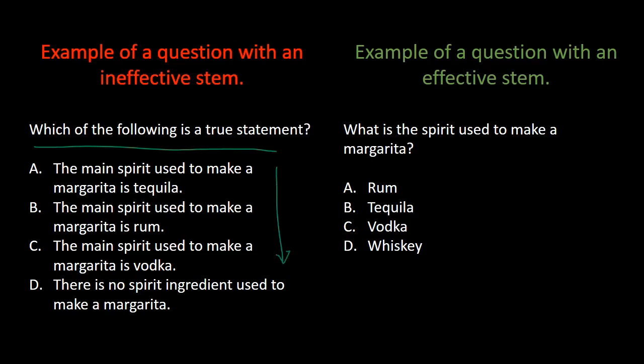On the right side, we see an example of an effective STEM. What is the spirit used to make a margarita? The problem is clear. The student needs to identify the spirit used to make the drink.